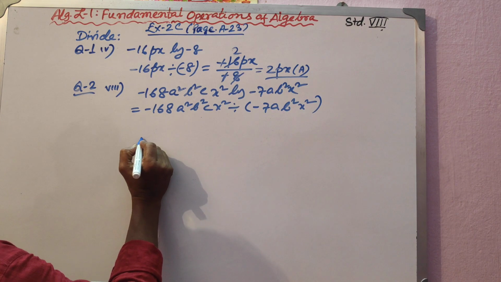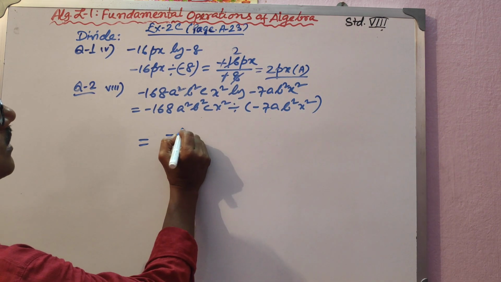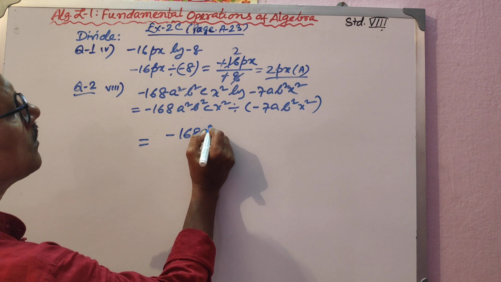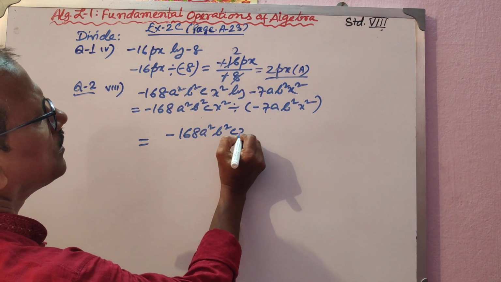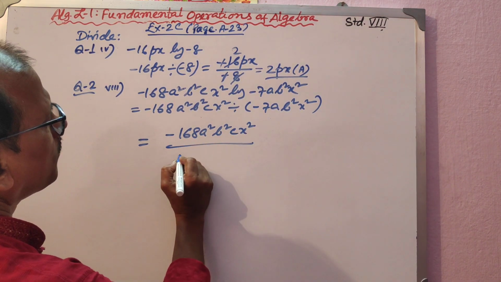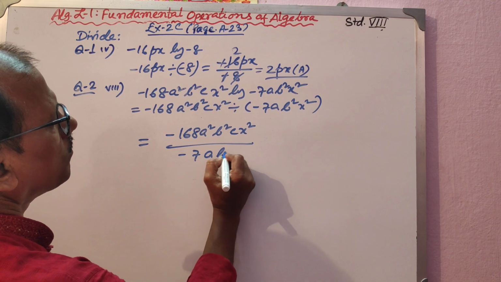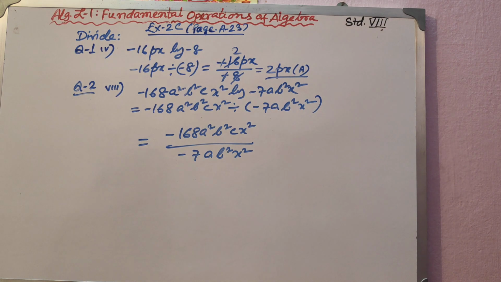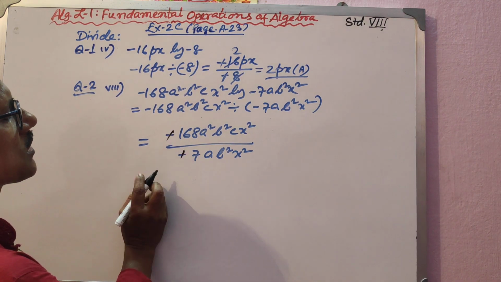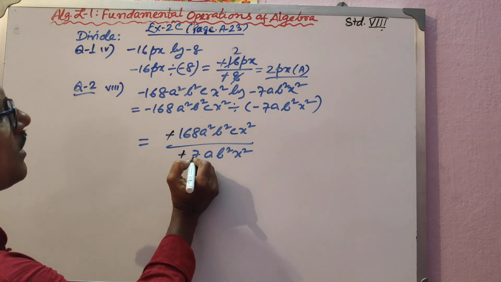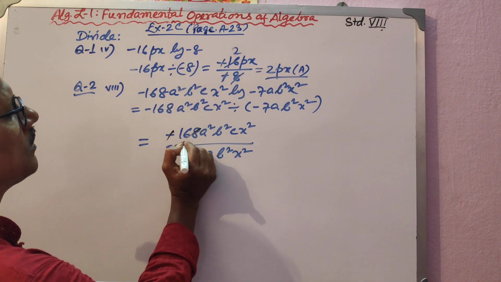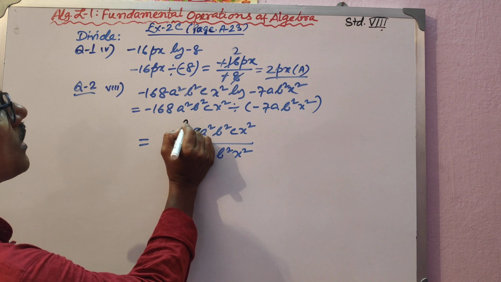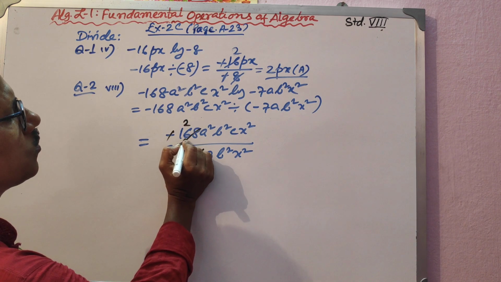This one also you frame as a fraction like the previous one: 168 a square b square c x square divided by minus 7 a b square x square. You write it this way and then just cancel, doing the simplification as you have been doing. First the sign: minus divided by minus is plus. 7 can cancel with this, 7 twos are 14, then 7 twos... 7 times 24 is 168.